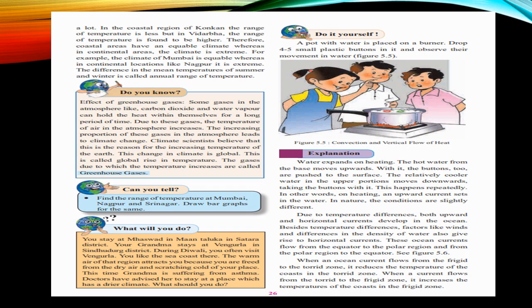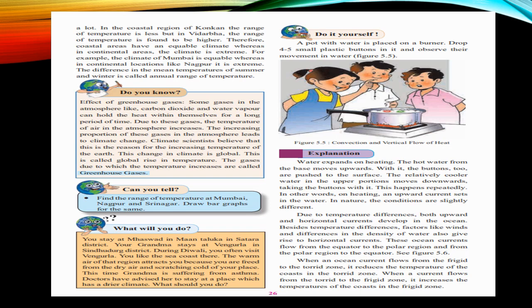Now, for this you need to do this activity only. आपको एक पॉट में गर्म पानी लेना है, बर्नर पे रखना है और उसमें बटन रखने हैं. ये आप जब करेंगे तभी आपको समझ में आएगा कि जैसे जैसे पानी गर्म होता जाता है वो उबलने लगता है. Yes, वैसे ही the relatively cooler water in the upper portion moves downward, है ना? This happens repeatedly. On heating, an upward current sets in the water.